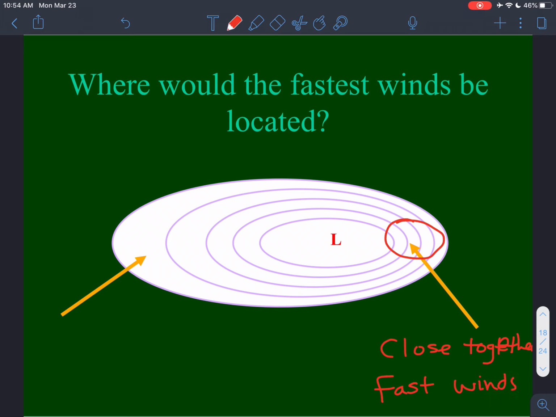On this side over here, the lines are very spaced out, so far apart. And that's going to lead to slow winds. You may recall this looks very similar to when we discussed elevation maps or isotherm maps for temperature. Same idea.